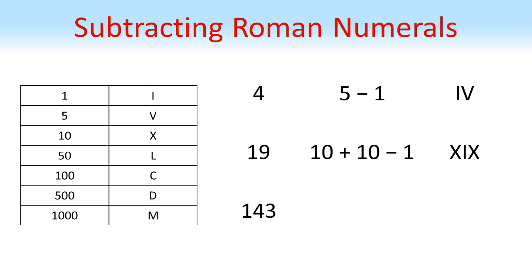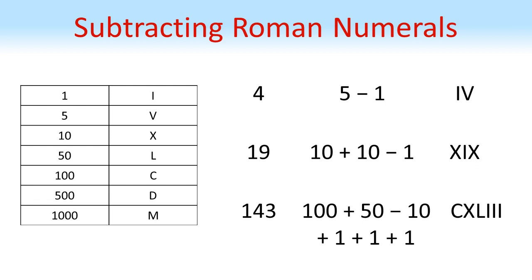And again, we can do bigger numbers. So suppose we've got 143. That is 100 plus 50 take away 10 plus 1 plus 1 plus 1. So the 100 is a C. The 50 take away 10 is our X for 10, written before the L for 50, plus the 3 I's. So CXLIII.